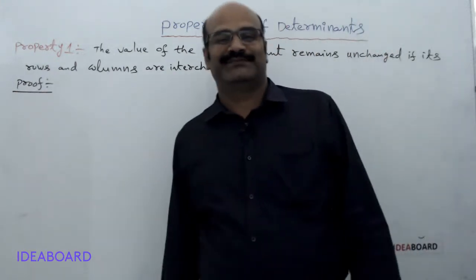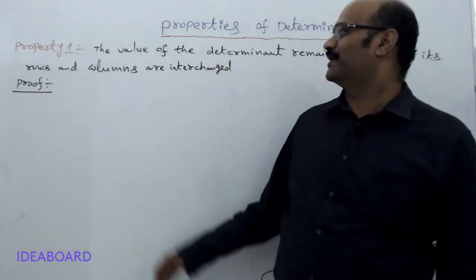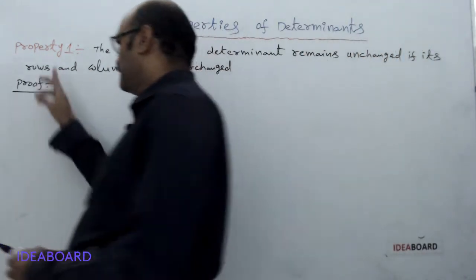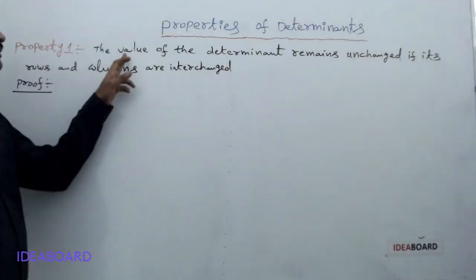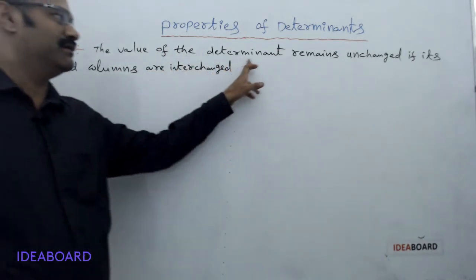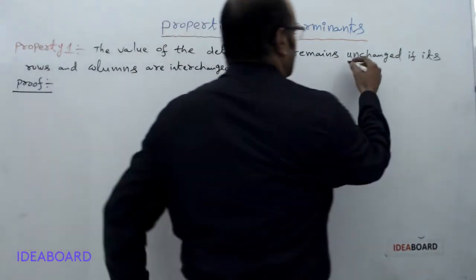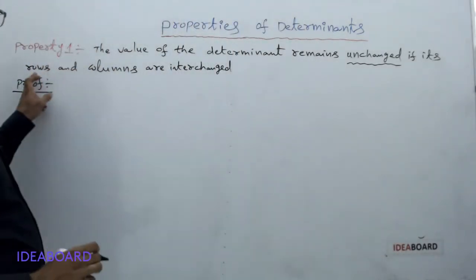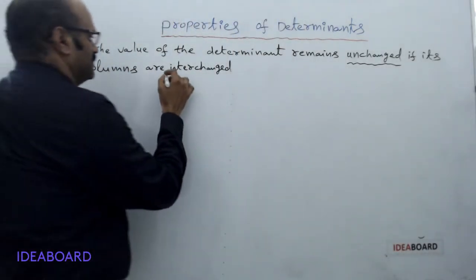Hi students, today I am doing the topic properties of determinants. Property 1. The value of the determinant remains unchanged if its rows and columns are interchanged.